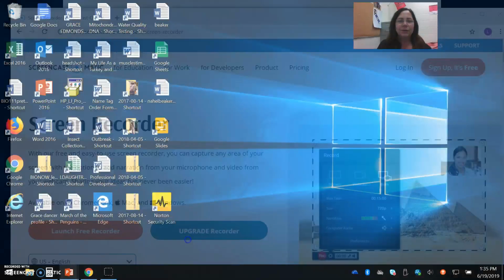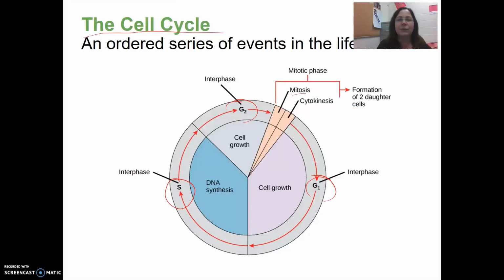This is part 2 of the Chapter 10 lecture notes, and we left off on this slide, so I wanted to go back over it with you. The stages or the phases in the life of a cell begin with interphase. The first stage of interphase is called G1, and that is when the cell grows. It is a phase of cell growth.